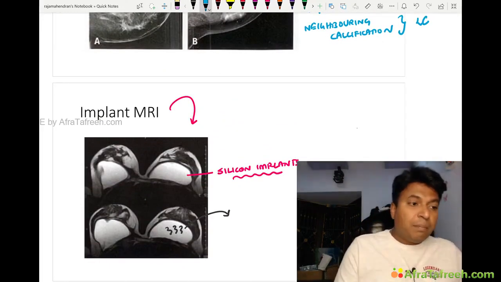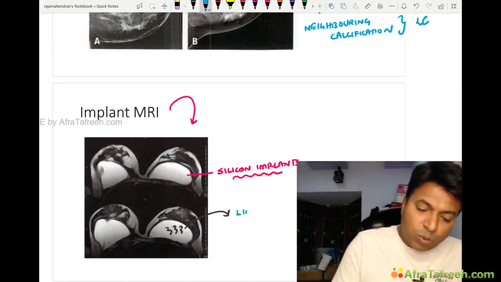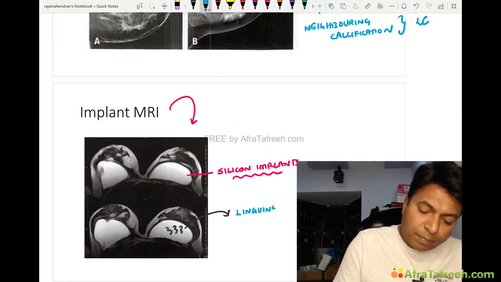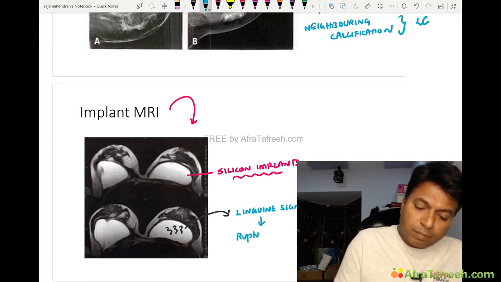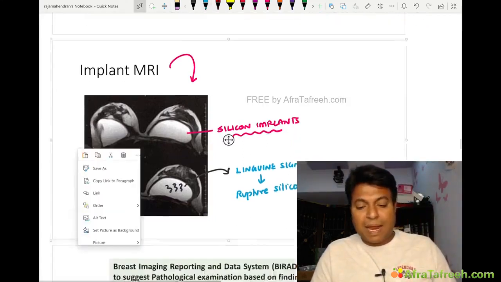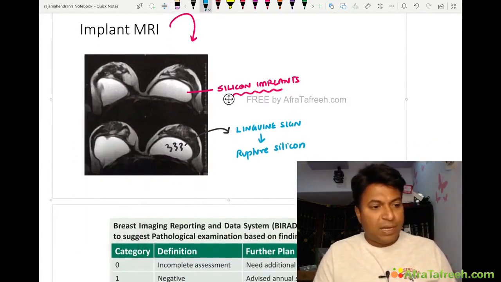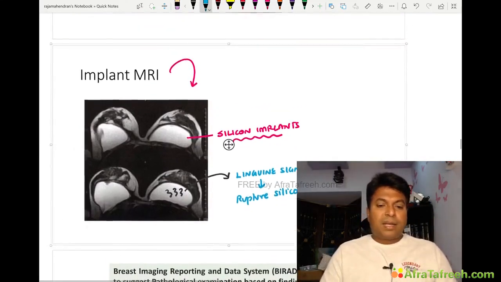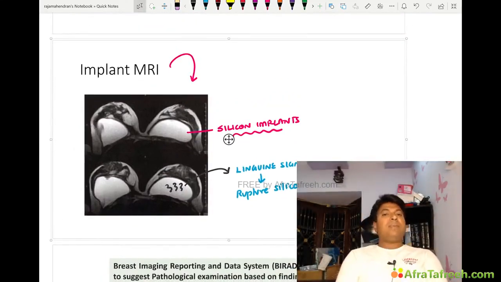There is a floating membrane in the silicone implant. What is it? Linguini sign. It is nothing but ruptured silicone. Rupture of silicone implant looks like a Linguini sign.